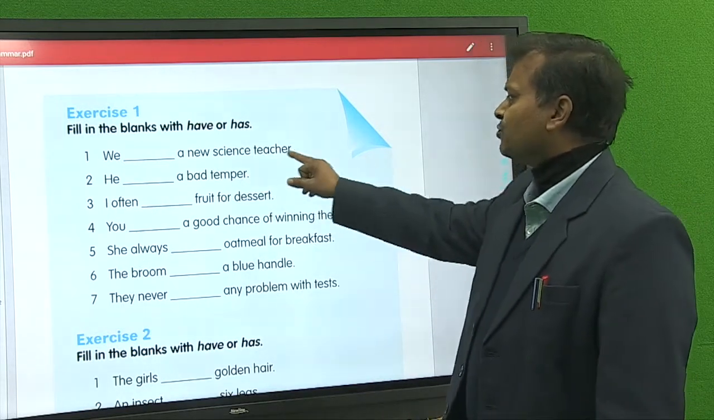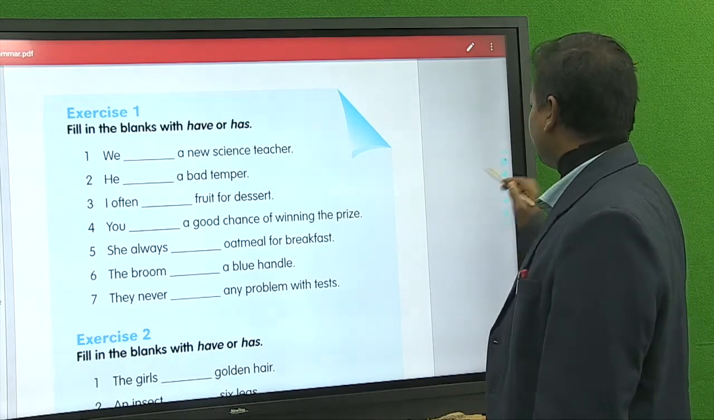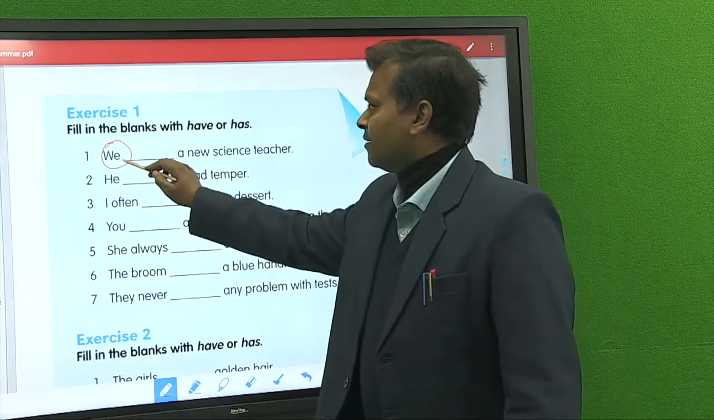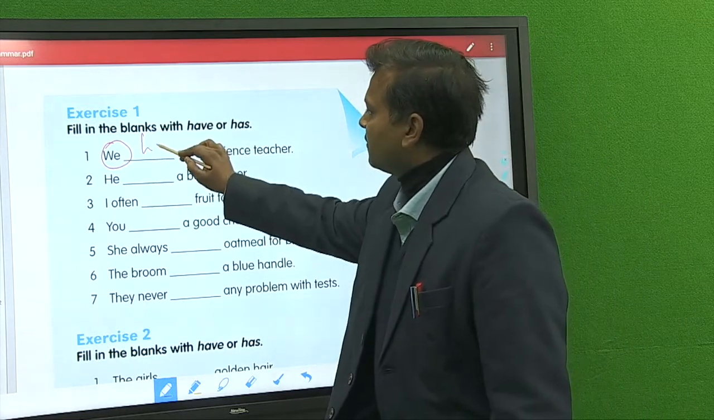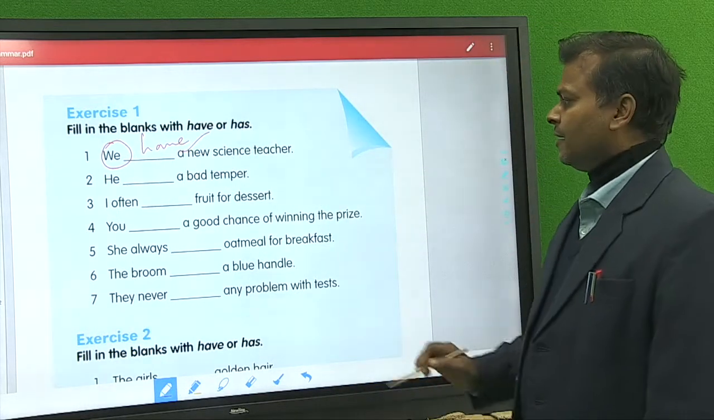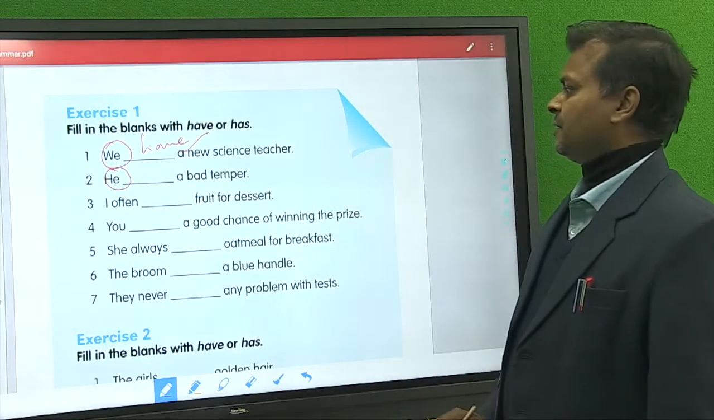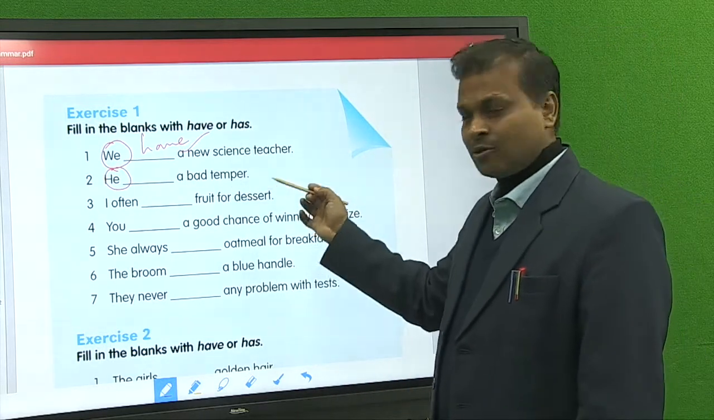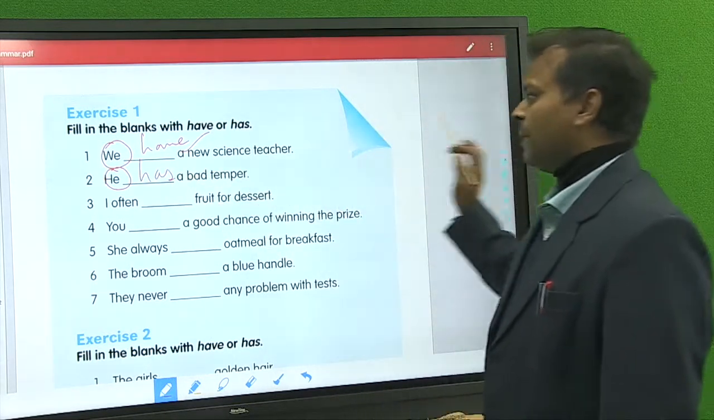We dash a new science teacher. So what is we here? We is first person plural number. That's why we need to use have with it. We have. Okay? Understanding? Now, what is he here? He has a bad temper. So he is third person singular number. That's why we will be using has. He has a bad temper.